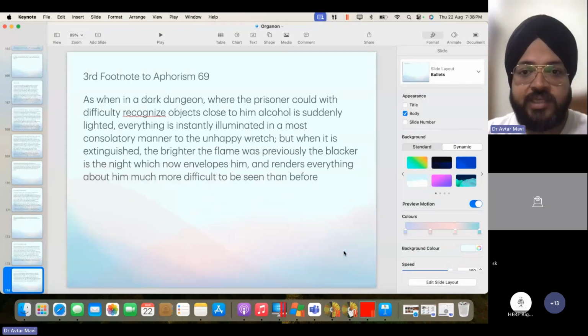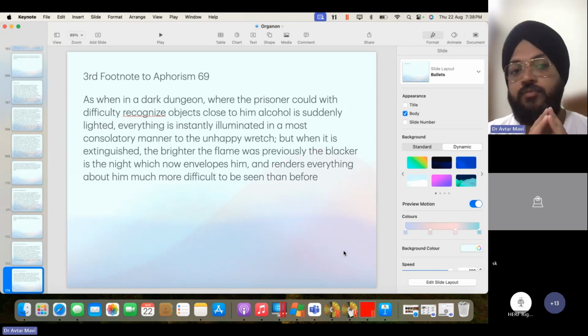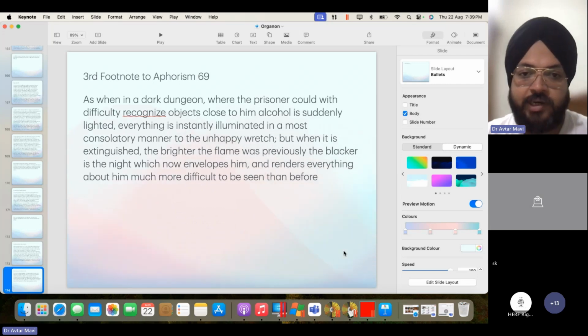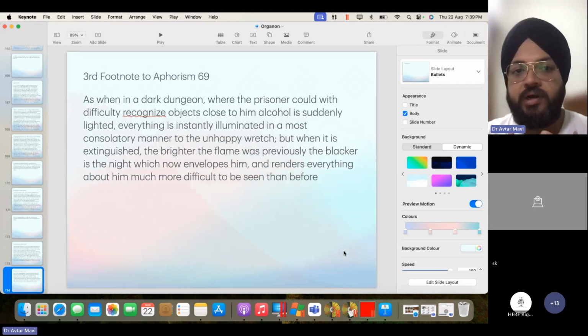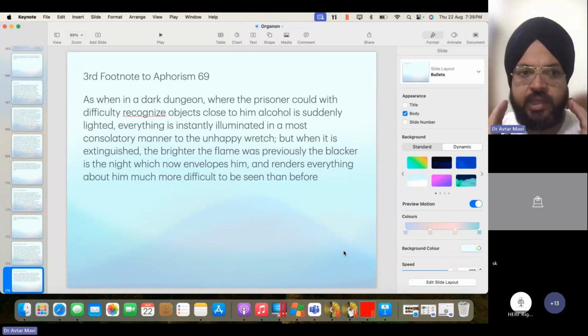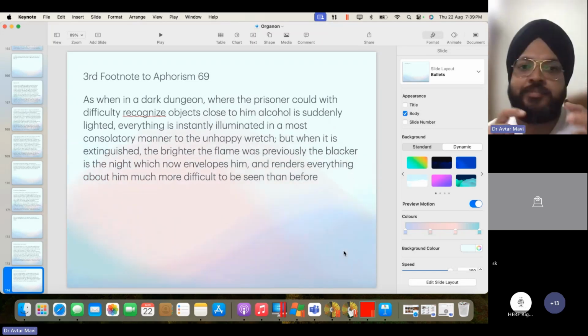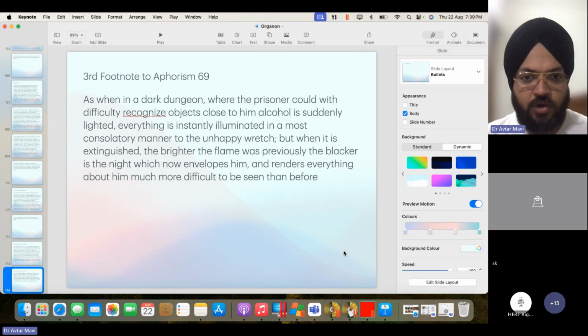So the brighter the flame was previously, the blacker is the night which now envelops him and renders everything about him much more difficult to be seen than before. Earlier he could recognize things with difficulty, but now it becomes more and more difficult. All these examples are given as illustrations because these things happen in our day-to-day life, so that from there we can get an experience and understanding that this primary action, secondary action, is always going on.